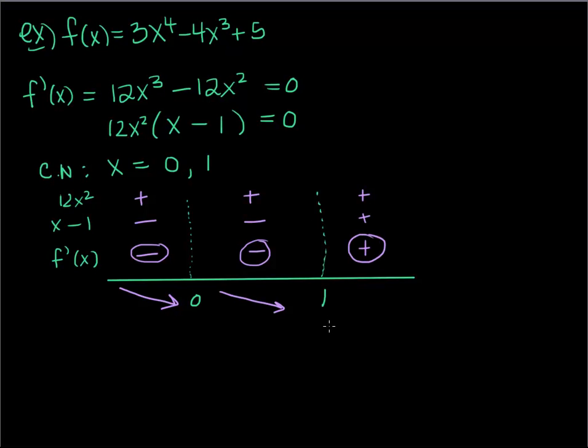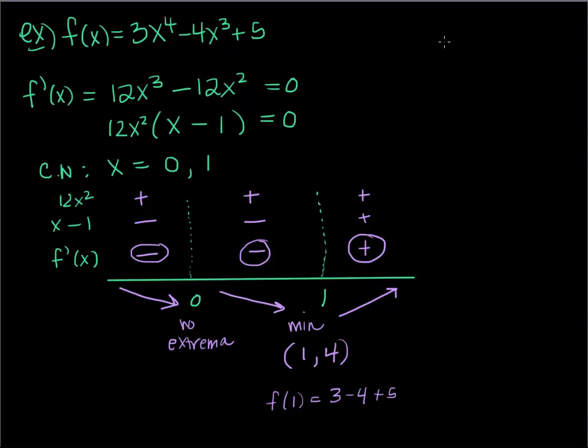So I wanted to do this one because I want to show you that here at 1, we get a minimum. But what do we have here at 0? Nothing. Oh, poor 0. No extrema. Okay. So my minimum value is going to be at 1, and let's find f of 1 really quick. That would be 3 minus 4 plus 5, which is 4. There's my point, and what is my answer then? f of x has a local minimum of 4 at x equals 1.